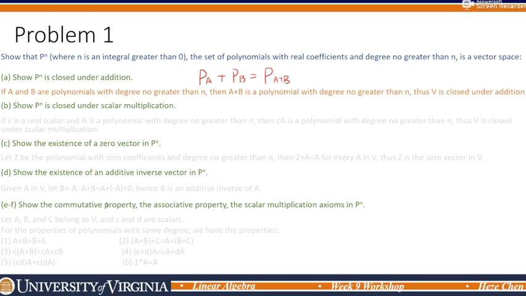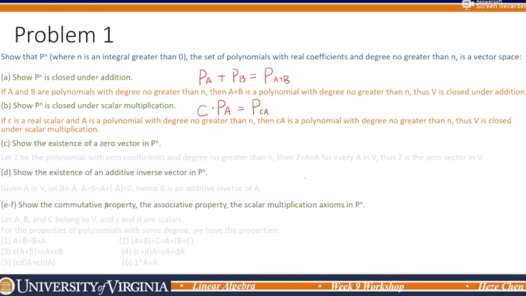Next, show Pn is closed under scalar multiplication. We have a Pa, which is a polynomial with degree no greater than n, and we have a real scalar c. If we multiply Pa with c, we will get a polynomial Ca, which is a polynomial with degree no greater than n. Thus, V is closed under scalar multiplication.